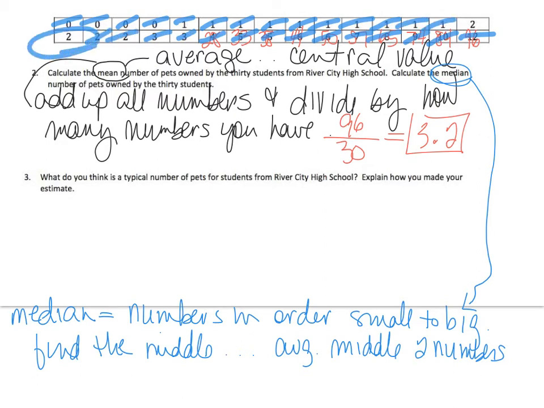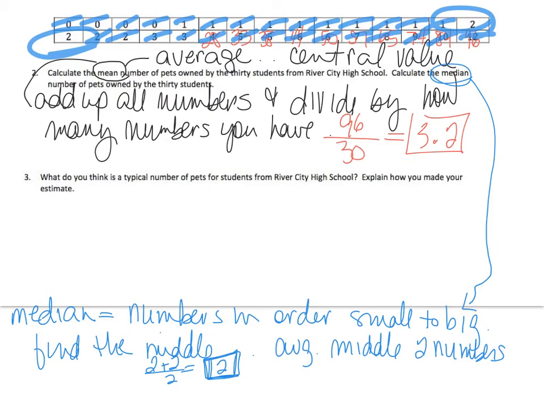It looks like the middle two numbers are 2 and 2. So that means I would average those. So 2 plus 2 over two numbers is 4 over 2, which is in fact 2, which is silly. We could have figured that out. But the median is 2. The mean is 3.2. The median is 2.